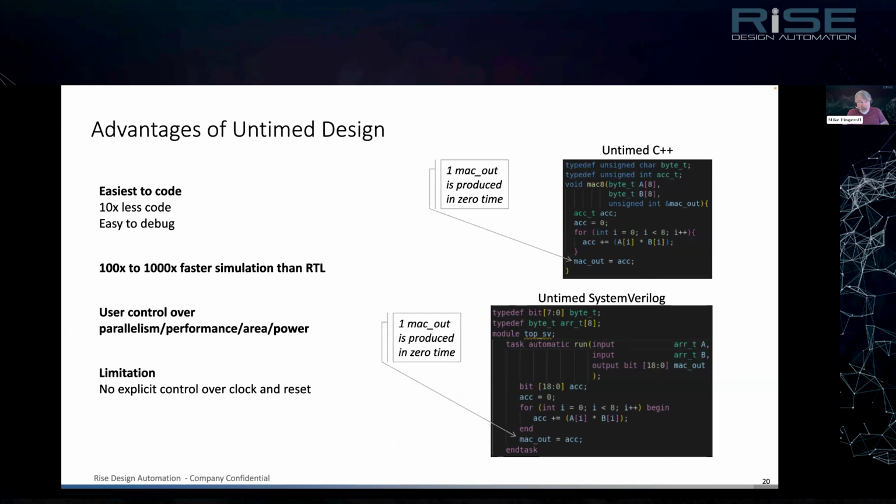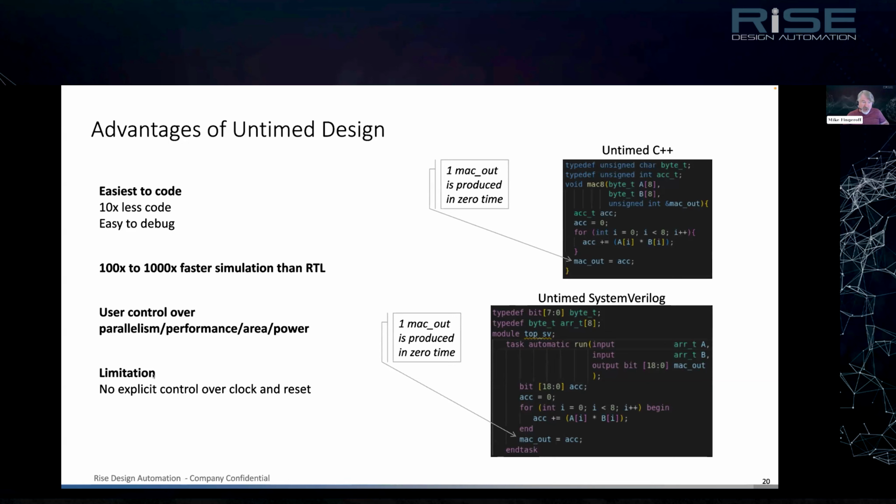The advantages of untimed design is it's way less code. On average, you've got 10x less code, so fewer lines of code, which means it's easier to debug. Whether we're talking untimed C++ or untimed SystemVerilog, it simulates much faster, anywhere from 100x to 1000x faster than RTL simulation. And with these languages and a high-level synthesis tool, you now have control over parallelism, performance, area, and power. You get to turn the knobs in the tool and apply constraints in order to achieve your design goals.